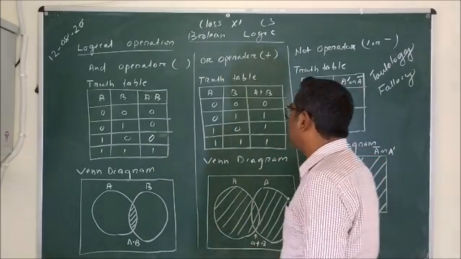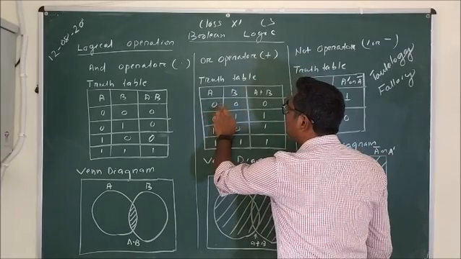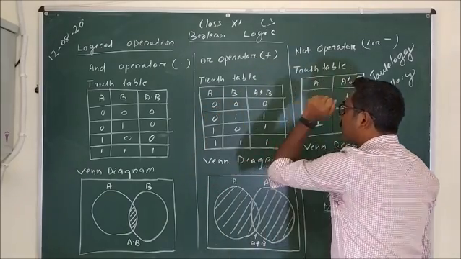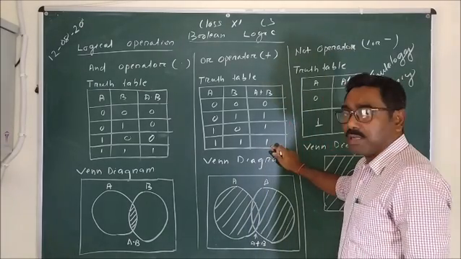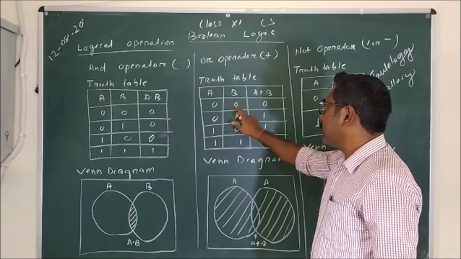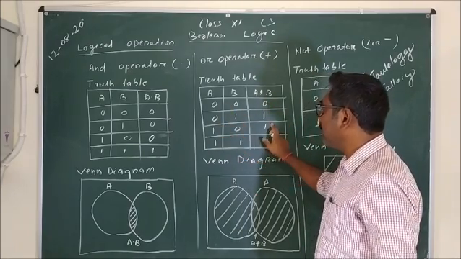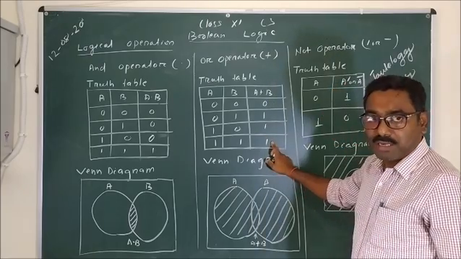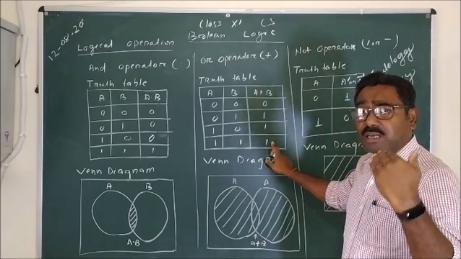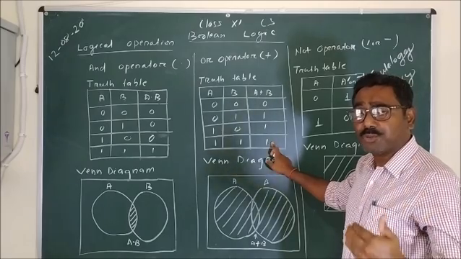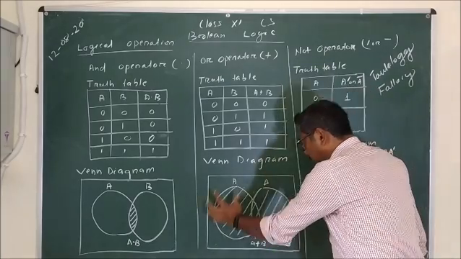So here the truth table has only a single case where both the inputs are false, and only then will we have a false result. Otherwise, we'll have a true result. That means 0, 0 gives 0, otherwise 0, 1 gives 1, 1, 0 gives 1, 1, 1 is also 1. So if any one of the conditions is satisfied or true, then we'll get the true result over here. Now the Venn diagram is like this.